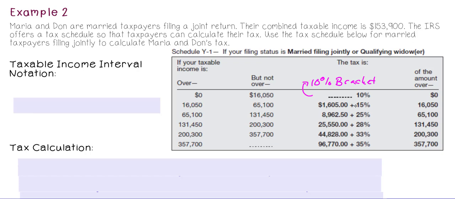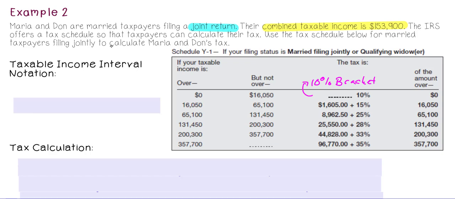So in this example, Maria and Don are married taxpayers filing a joint return. Their combined taxable income is $153,900. The IRS offers a tax schedule so that taxpayers can calculate their tax. Use the tax schedule below for married taxpayers filing jointly to calculate Maria and Don's tax. So first thing, let's figure out where they fall on this tax table.